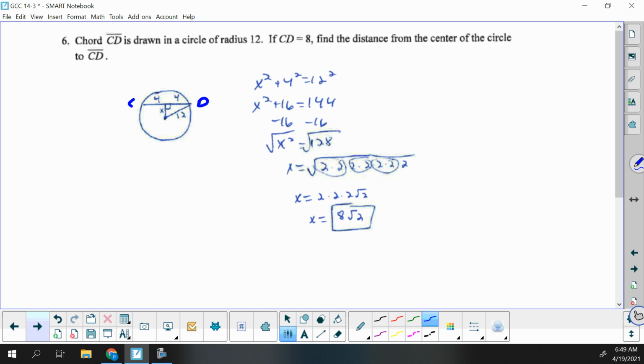If the radius is 12, that ends up being the hypotenuse. When we do our Pythagorean theorem to find that length x, which is the distance it is from the center of the circle, we end up getting a radical that's not nice, so pull out a perfect square factor, and you eventually get 8 square root of 2.